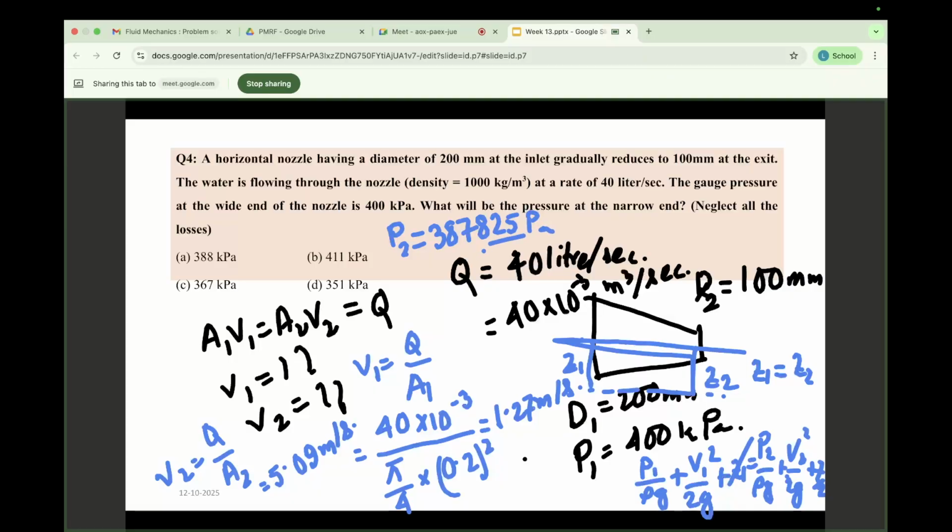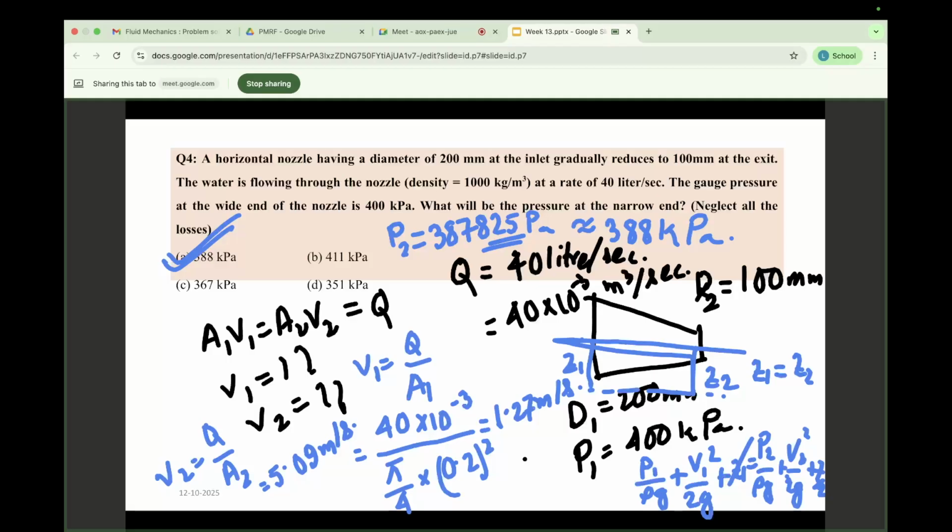This will change slightly because of the value you put. So that means it is near about 388 kilopascal, right? So the correct answer is option A. So that is how you will solve.